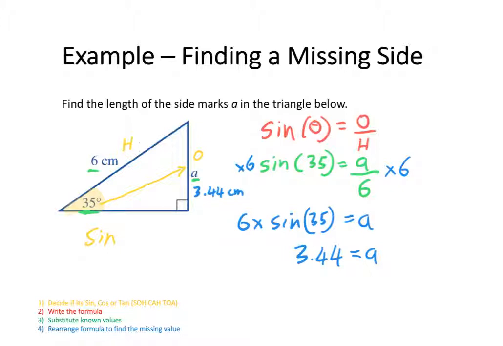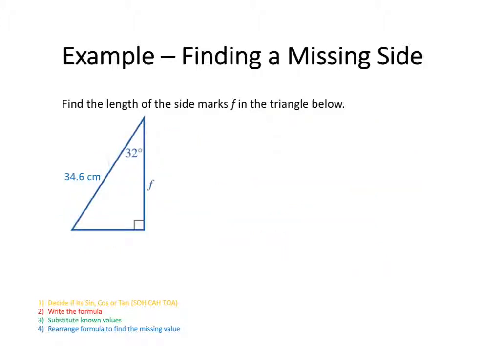So let's have a look at another example. So in the second example, I want to find the value of the missing side F. So to have a look at what information I do know, I know my specified angle is up the top and it's 32 degrees. I also know that I've got my hypotenuse side and I also know my adjacent side. So when I've got my adjacent and my hypotenuse side, I'm going to use cos as my trigonometry ratio.